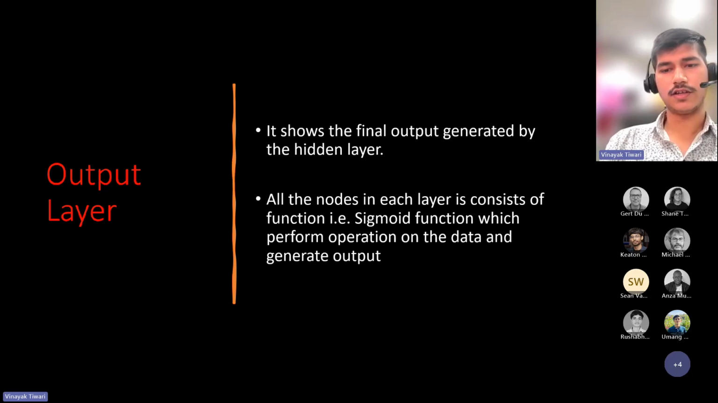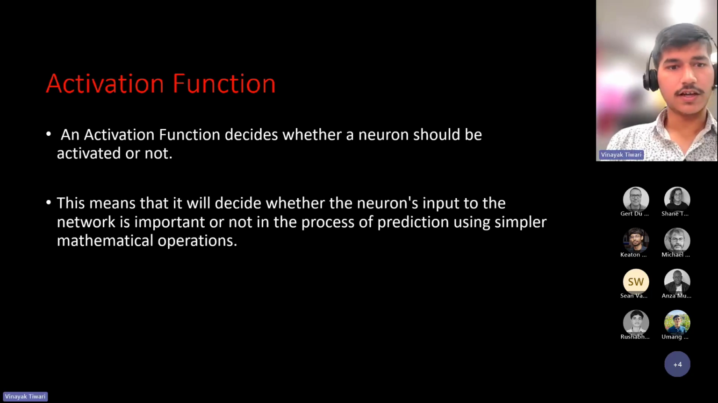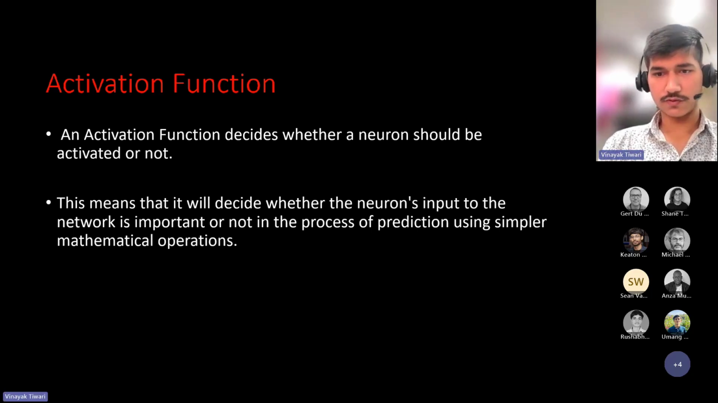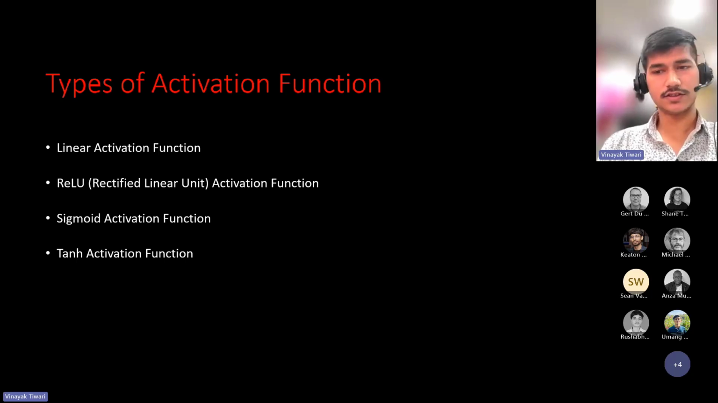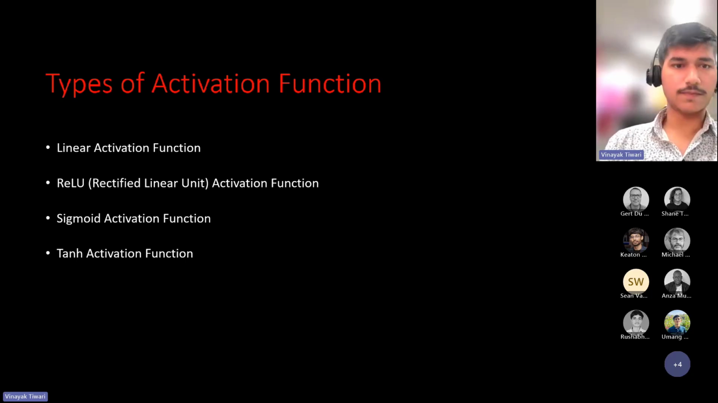So what is an activation function, let's see. An activation function decides whether a neuron should be activated or not. That means which neuron should be given importance or assigned more weight. It is dependent on the activation functions. There are multiple types of activation functions that are used. The first is the linear activation function, then ReLU, sigmoid, and tanh activation functions. These are the four main types.